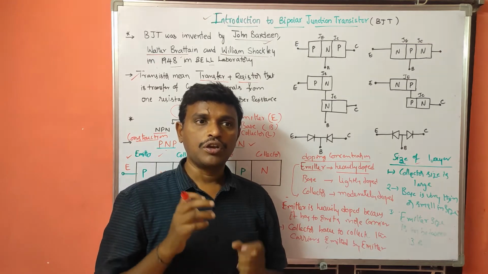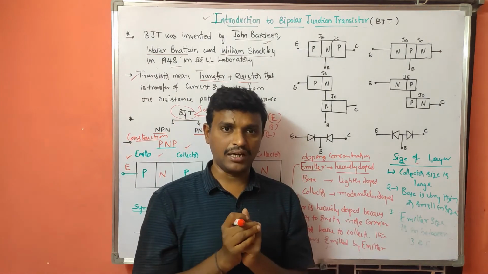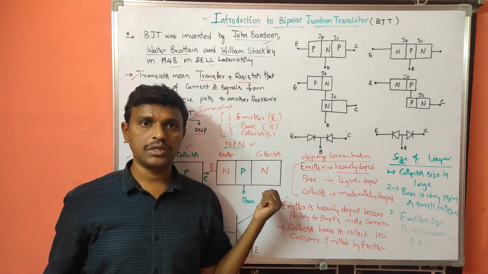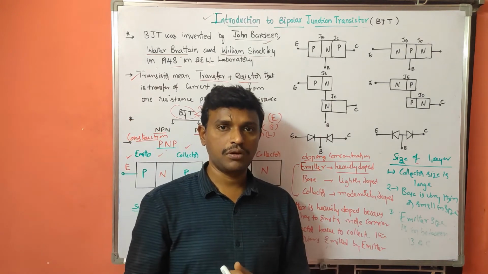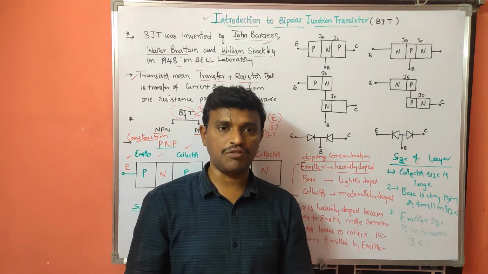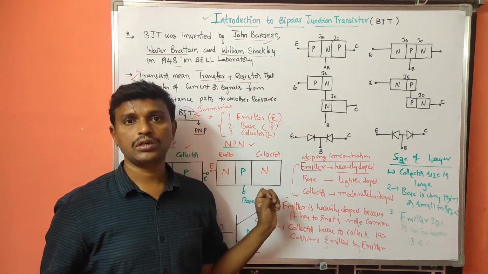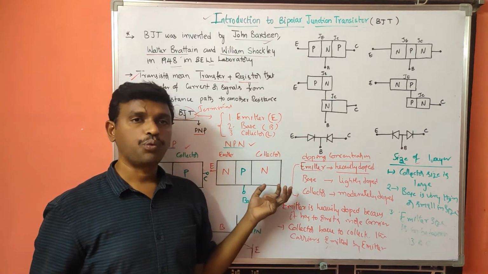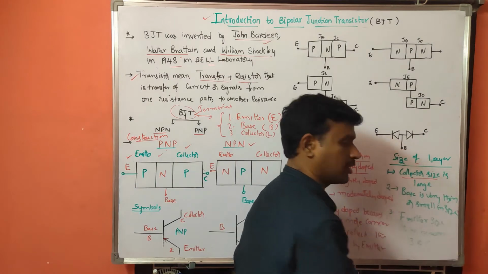So if you give more space for the collector, all the electrons that are coming from this emitter will be accommodated with more space. Because of that, the temperature will be distributed, so the device cannot get damaged. So that is what we have here. Why do we consider a large size for the collector?